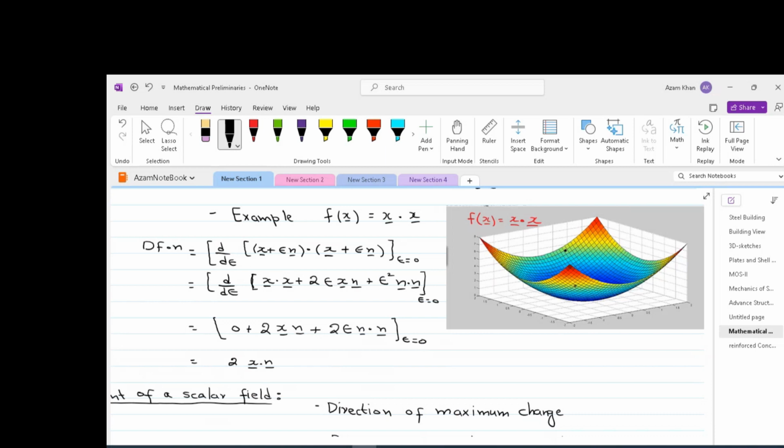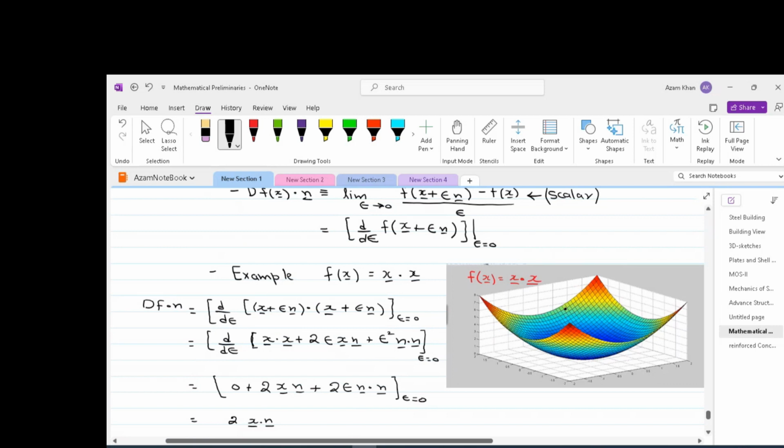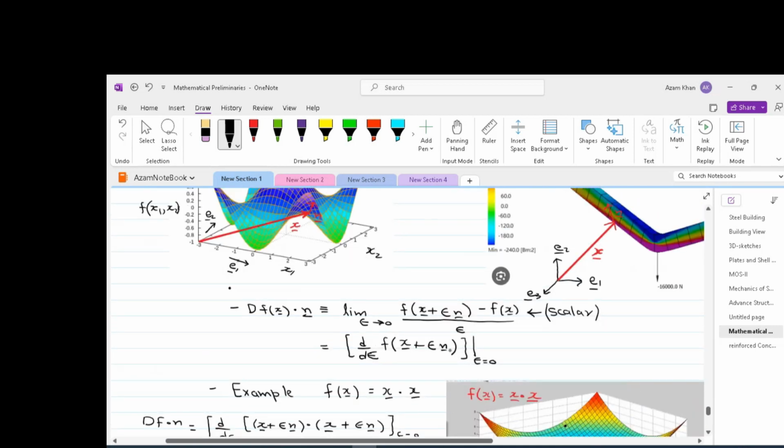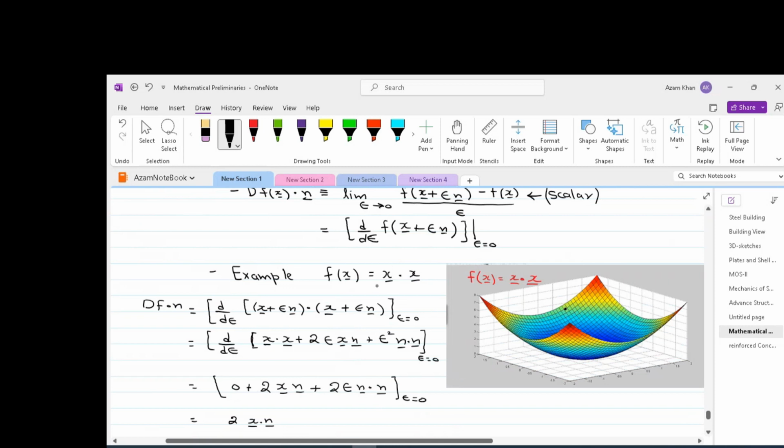we can write d by d eta, which is this one, of x plus eta n. So this function will become the position vector plus eta n dot position vector plus eta n. So this definition is written for x dot x. Now we multiply both of these brackets, we get x dot x plus 2 eta x dot n plus eta square n dot n. n and x both are vectors. Once we multiply the bracket, then we can take the differential in terms of d by d eta.